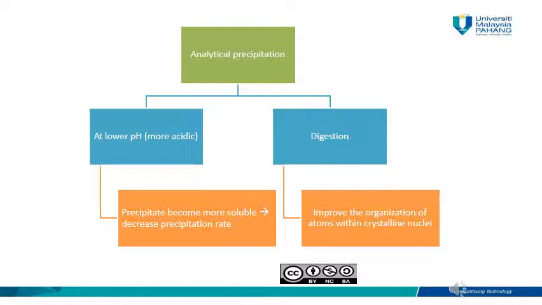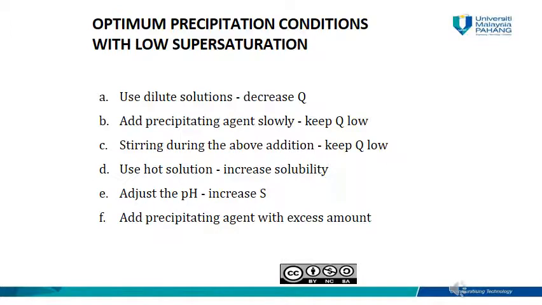Next is digestion. In order for you to understand, digestion always improves the organization of atoms within crystalline nuclei. So when we have different kinds of parameters, you should be alert to these different kinds of terms that you can use to get a high quality precipitate.